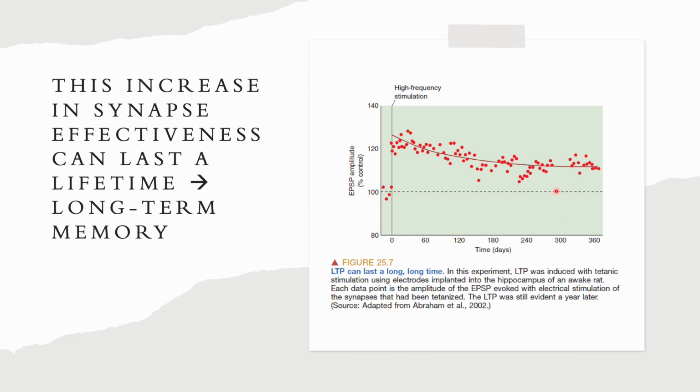And each data point shown in red here is the amplitude of the EPSP evoked with electrical stimulation. And so, interestingly, we can see that LTP was still evident a year later within the study. So the x-axis here is showing us the amount of days, whereas the y-axis is showing us the EPSP, or excitatory postsynaptic potential amplitude. So of course, on day 0 of this experiment, in which the rat's hippocampus was stimulated with electrodes that were implanted, we see this high frequency stimulation.